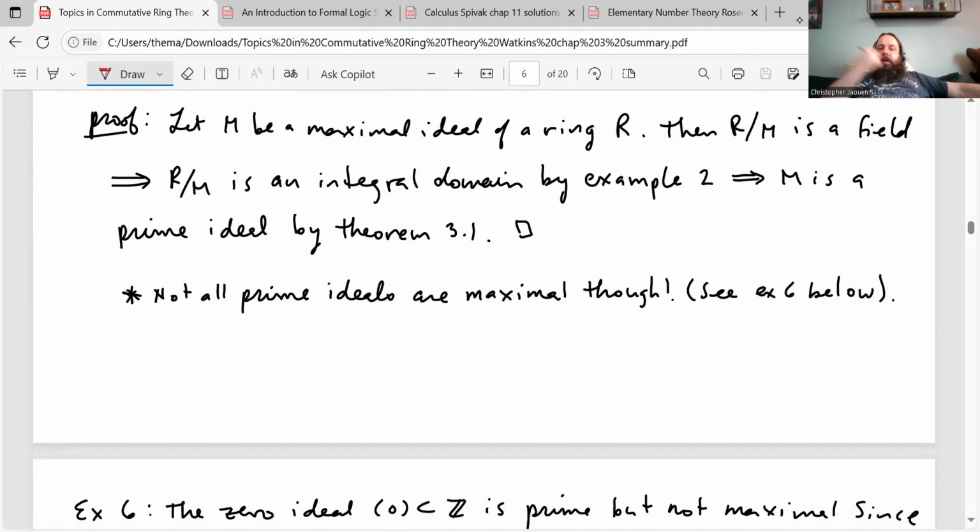And then just a warning here, not all prime ideals are maximal ideals, though. We'll see that in a couple of examples in a second. All right. So every maximal ideal is also prime, but not every prime ideal is maximal.